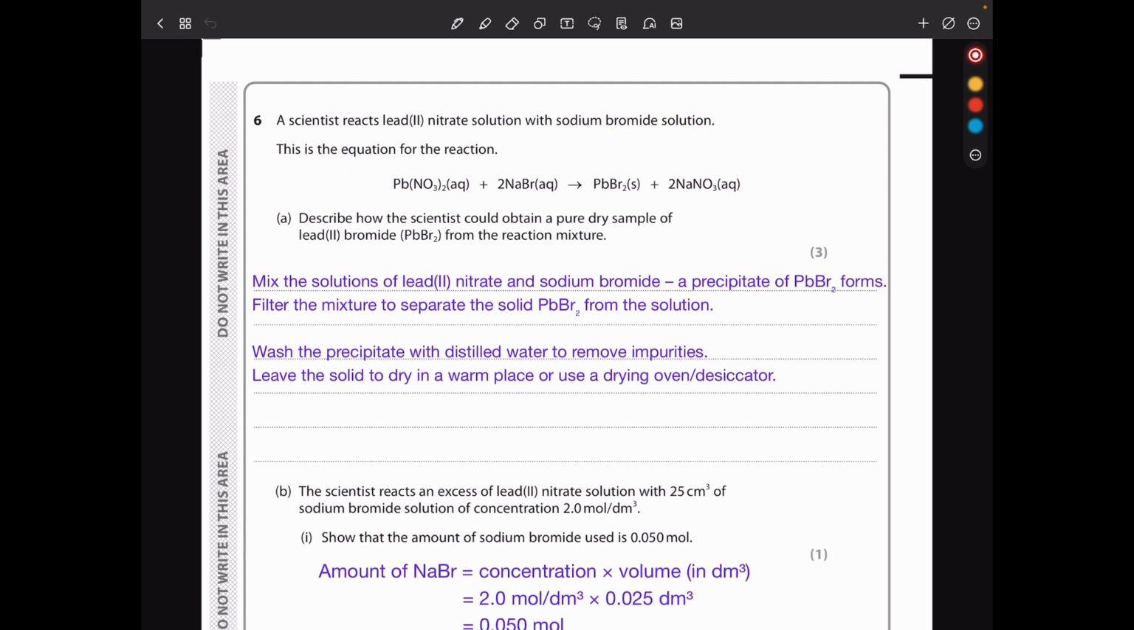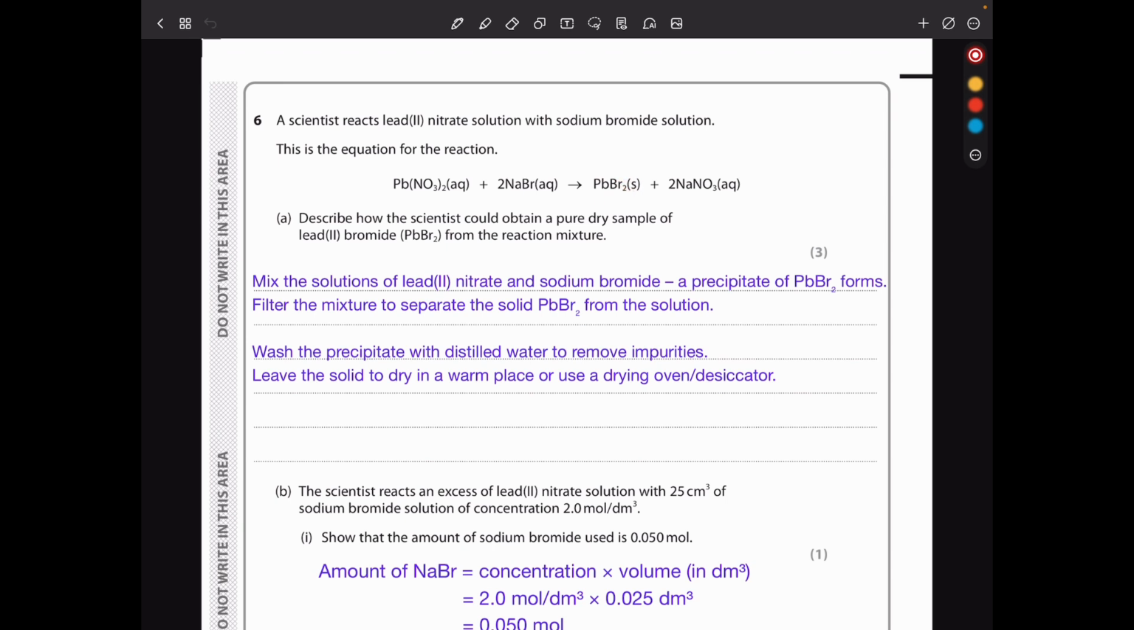This is the equation for the reaction. Then describe how the scientist could obtain pure dry sample of lead II bromide from the reaction mixture. Since the reaction has already taken place, we just take out these crystals, filter them, and since they're insoluble, we can wash them with deionized water, and after we could find a suitable way of drying them gently.